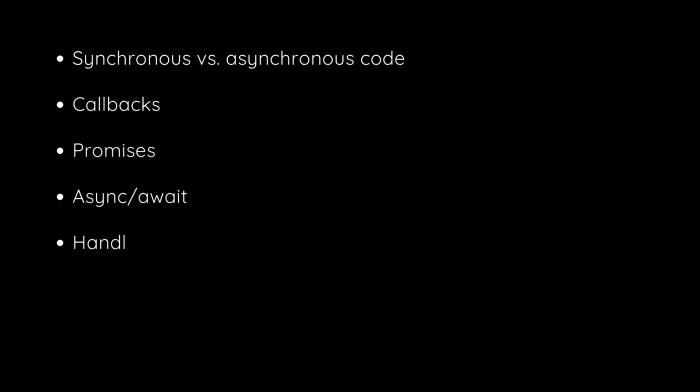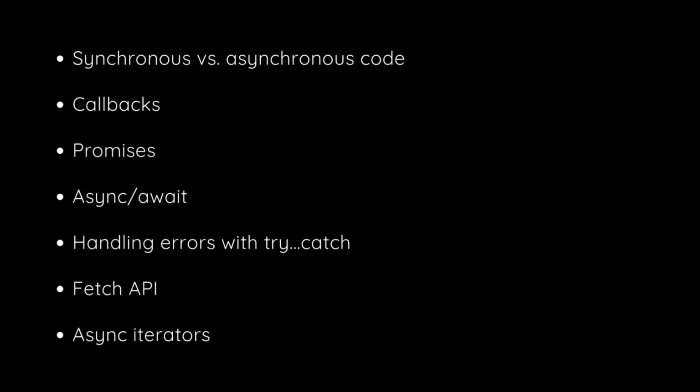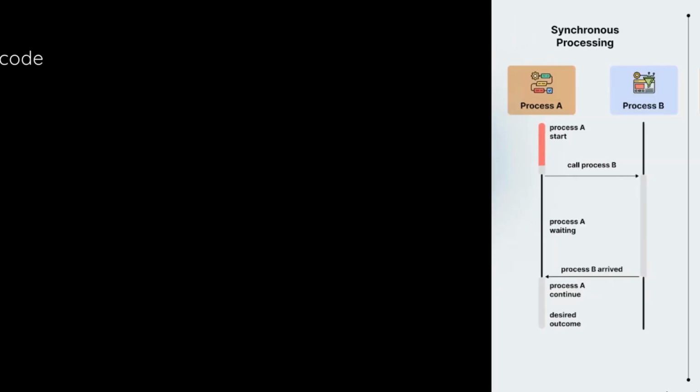Today we'll cover the differences between synchronous and asynchronous code, callbacks, promises, async await, error handling with try-catch, the fetch API, and async iterators and generators.